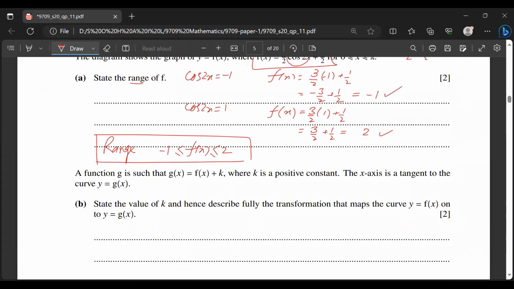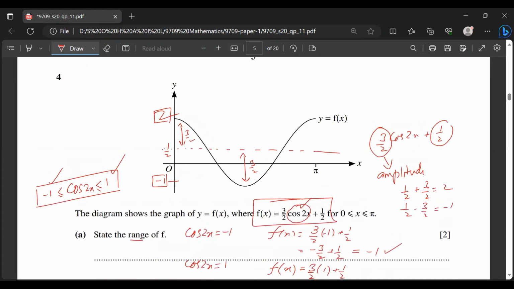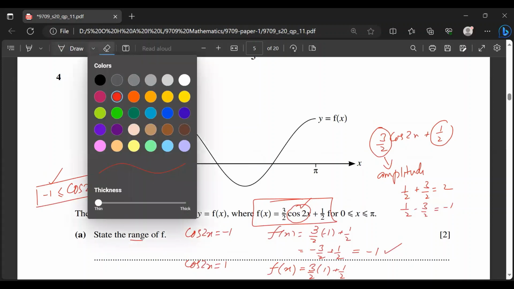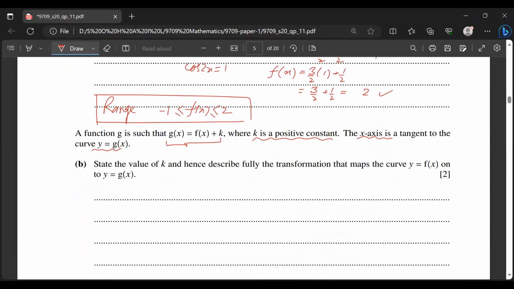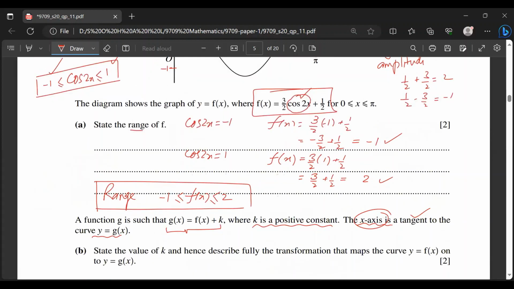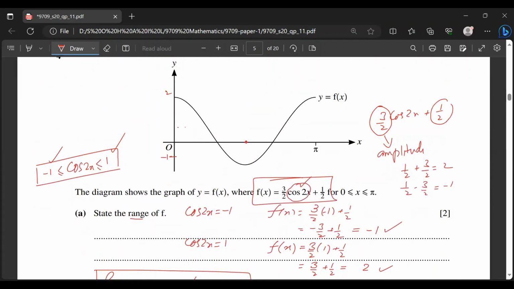Next, a function g is such that g(x) is equal to f(x) plus k, where k is a positive constant. The x-axis is tangent to the curve y equals g(x). So this given function is f(x). There is another function g(x), and this is 2 and this is -1 here. The x-axis is tangent, and k is positive, which means moving up. So the graph is something like this.